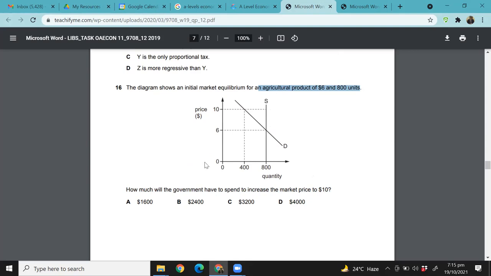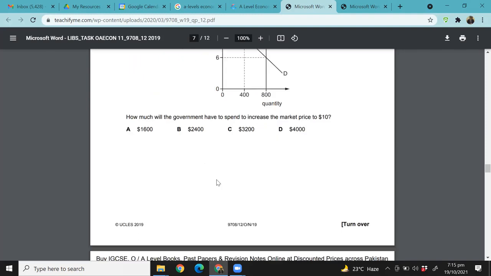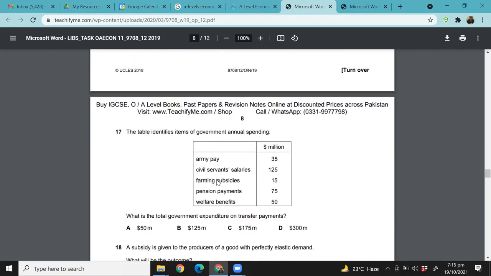Because wheat and other agricultural products are very basic necessities, the government doesn't want to be in a situation where the country has run out of these basic items. So the additional amount is stored for the future and so on. Make sense? Okay. So the table identifies items of government annual spending, right?